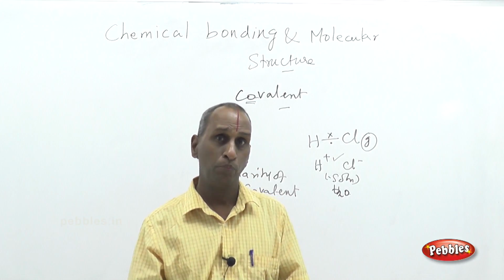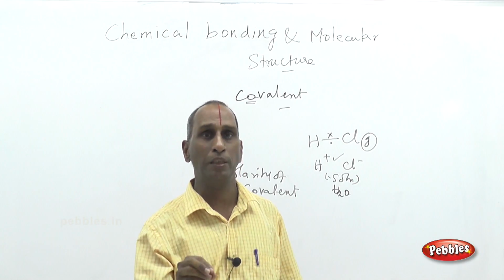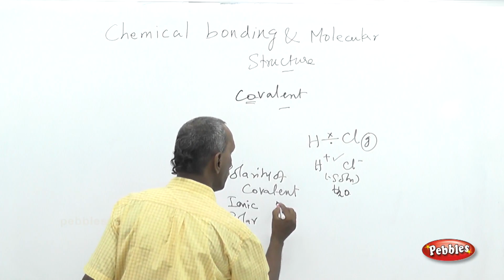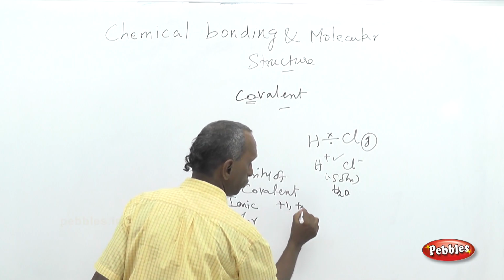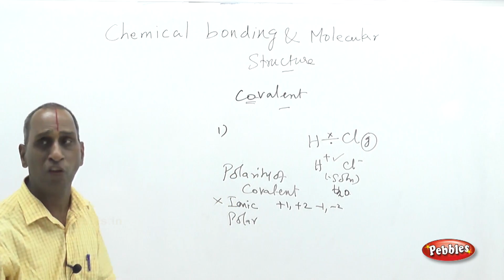Both are associated with charges. Polar compounds also involve charges. Ionic compounds also involve charges. But in ionic compounds, the charge is integral: +1, +2 or -1, -2, whatever be the case. There is no fractional charge in the case of an ionic compound.